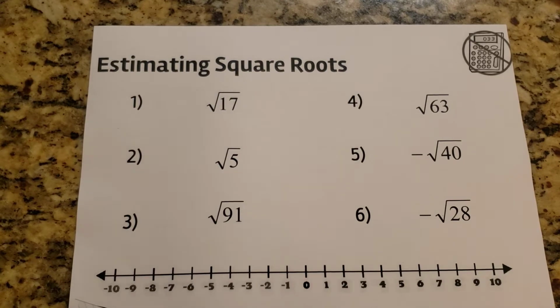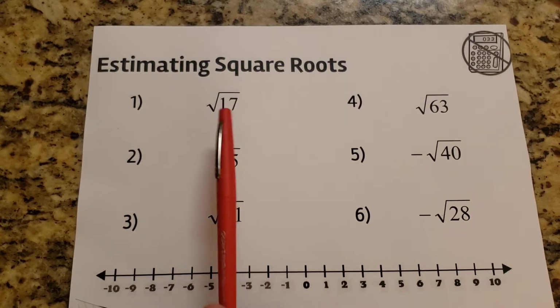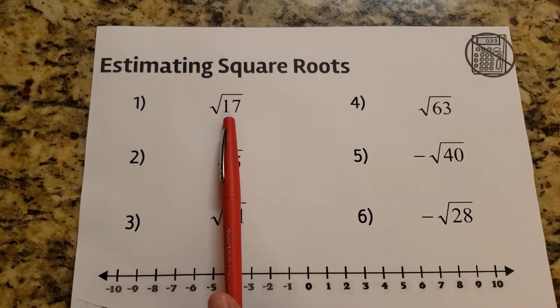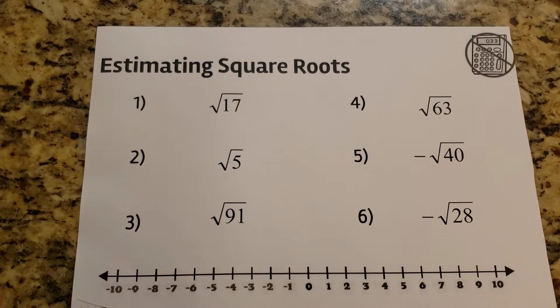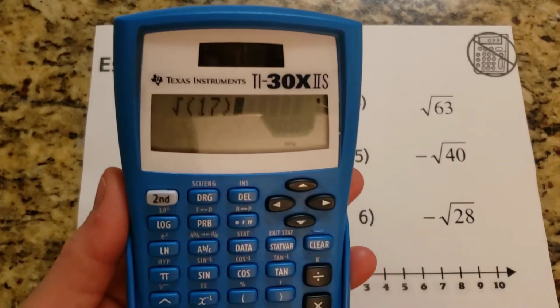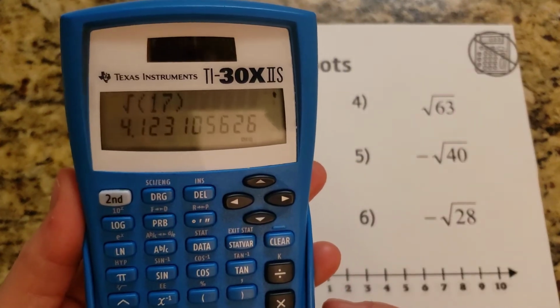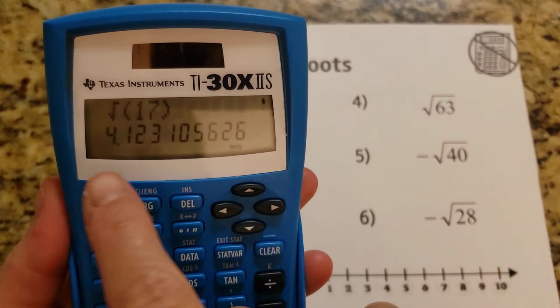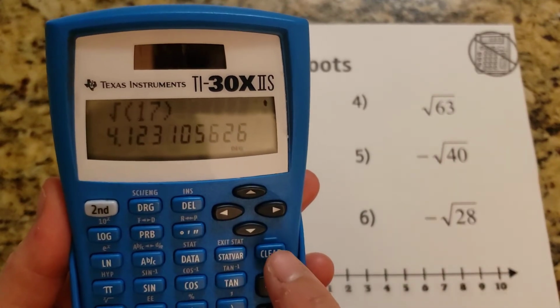Here we have a list of 6 irrational numbers. You notice that they're irrational because it's a square root that we don't know the exact answer to. If I were to type it into the calculator, it's going to be a decimal that goes on forever with no repetition. Notice that it goes all the way across the screen. There's no repetition in the digits. So this is irrational.